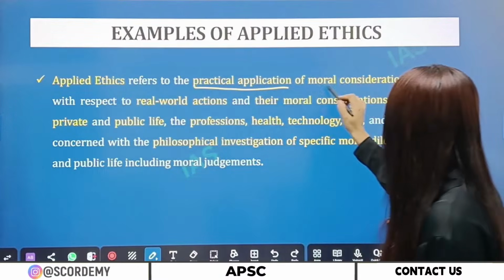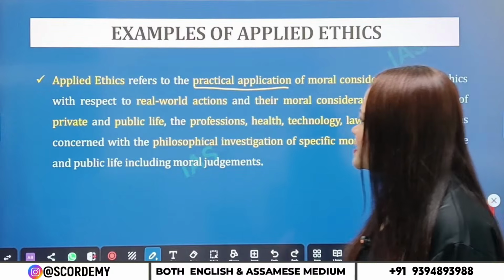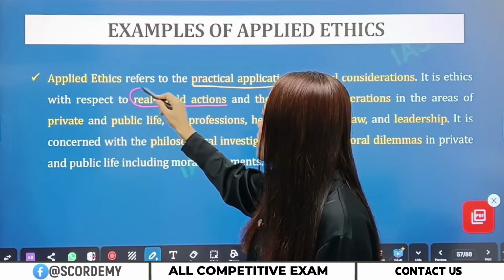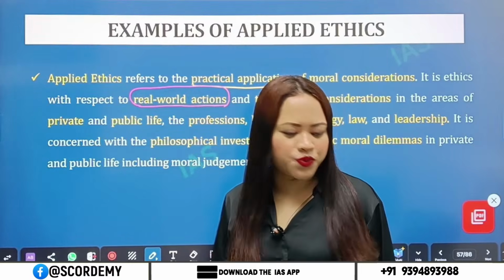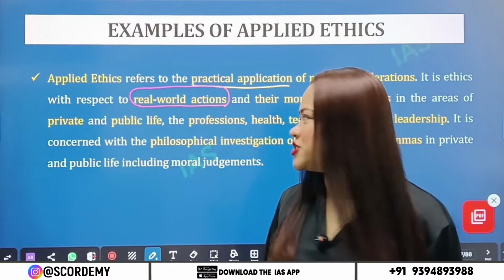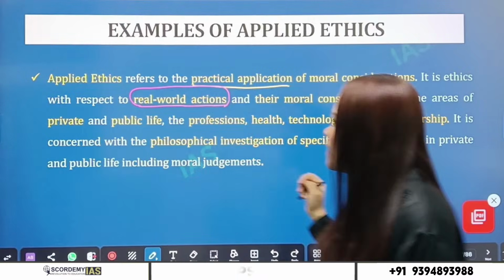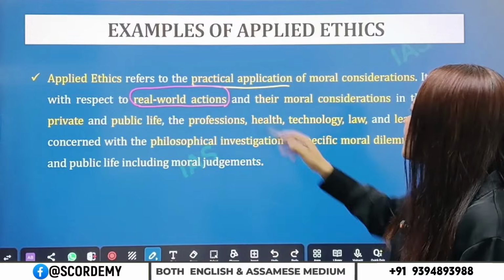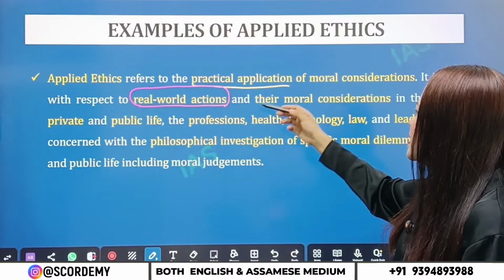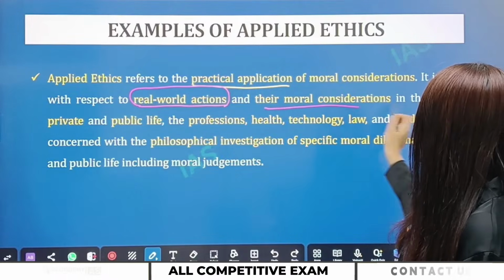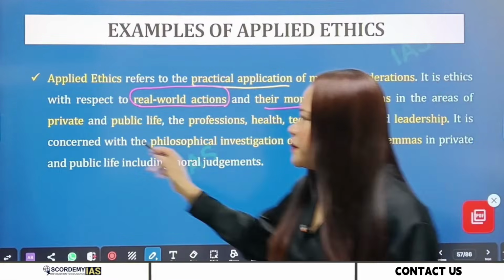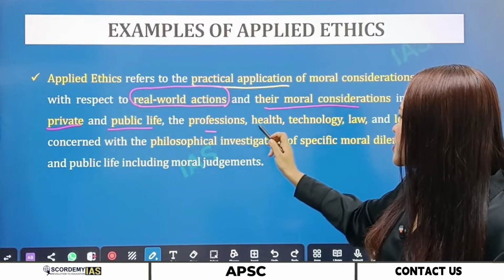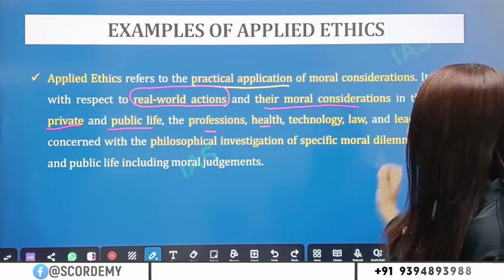Of moral considerations, it is ethics with respect to real world action, because this is what we ultimately care about. You all are going to be in administration, and this is where it will come into play. You will deal with the real world, not just bookish theories. So we have to understand the real world actions and applications, their moral considerations in the areas of your own private life and public life, the professions, health, technology, law, and leadership.